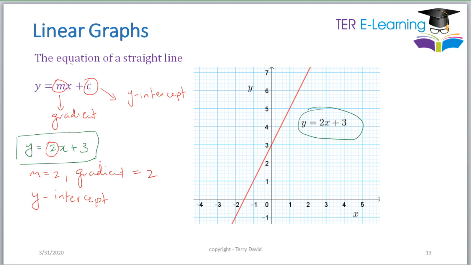The y-intercept is this figure here, but I must give my y-intercept as a coordinate, which is (0, 3). So that is what my y-intercept is. And you can see that from the graph as well. My y-intercept is this point here.